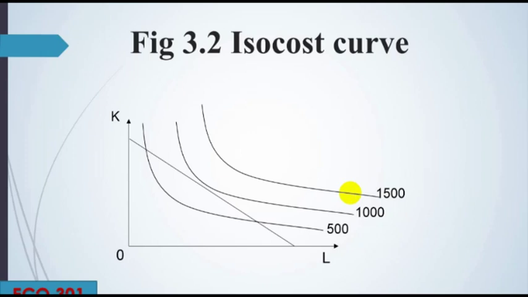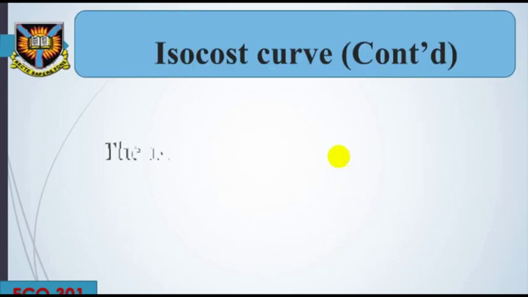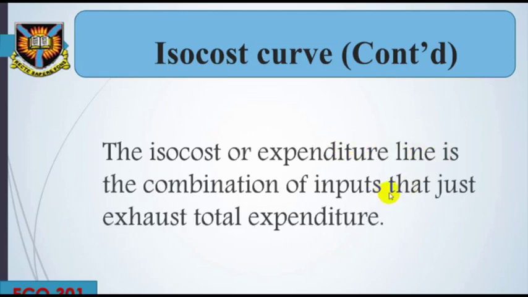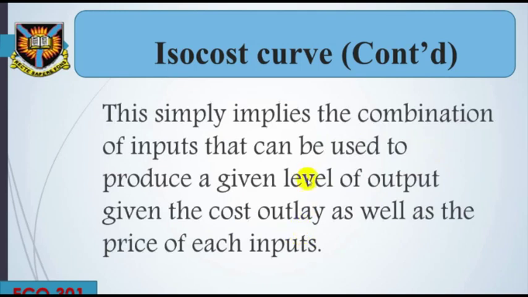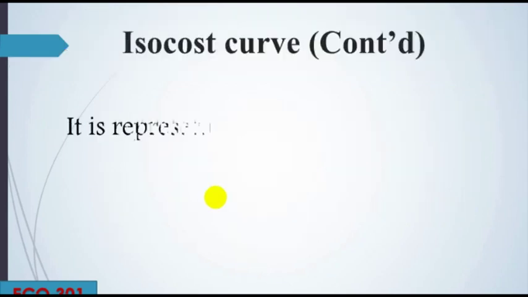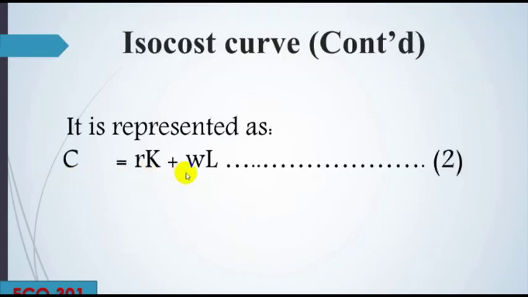The isocost or expenditure line is the combination of inputs that just exhausts total expenditure. This simply implies the combination of inputs that can be used to produce a given level of output, given the cost outlay as well as the price of each input. It is represented as C = RK + WL.